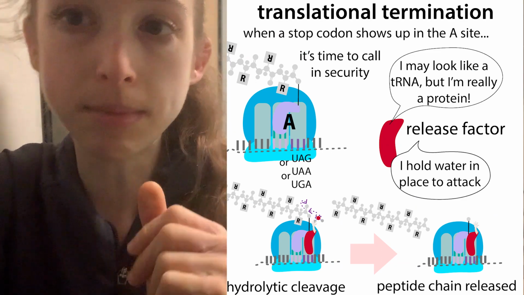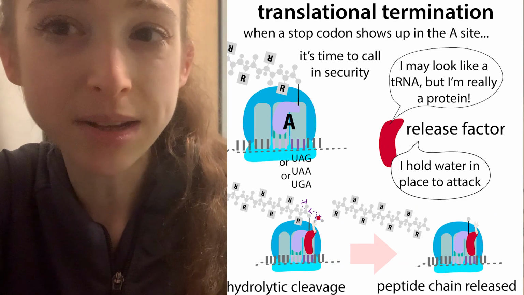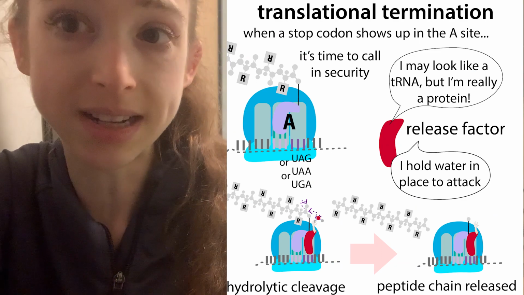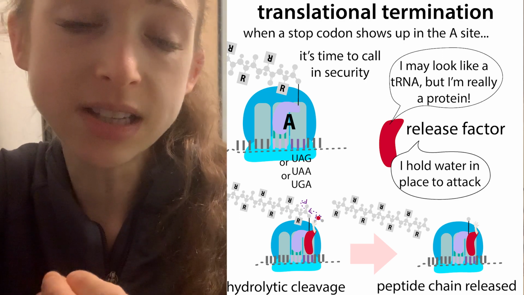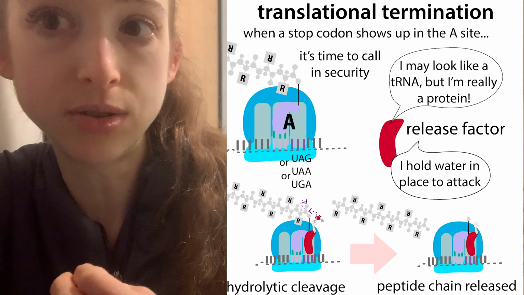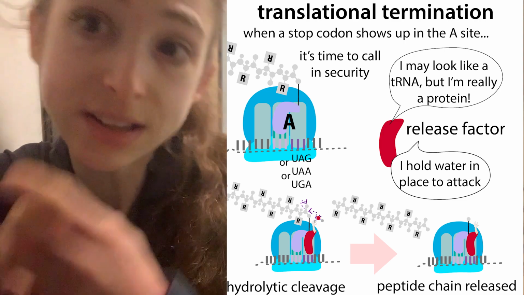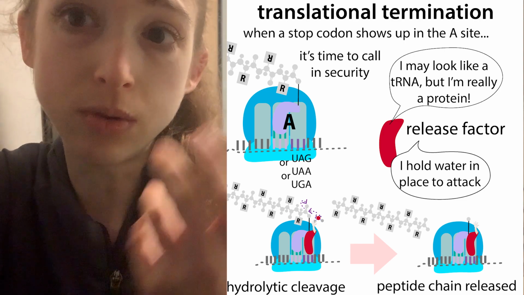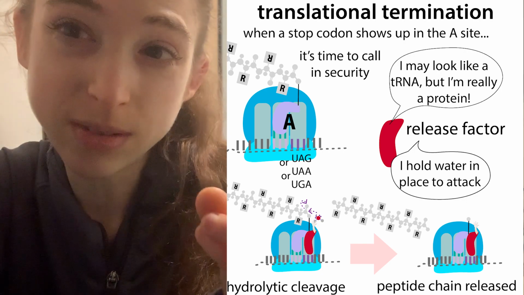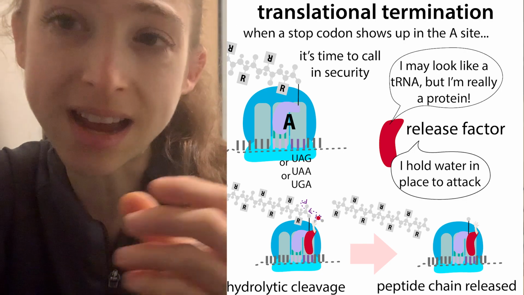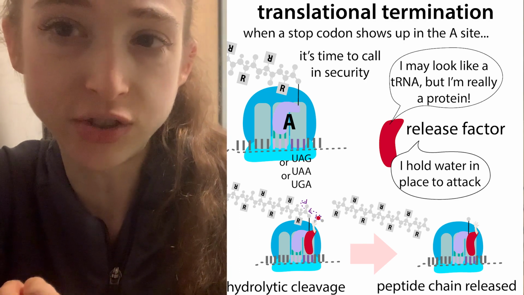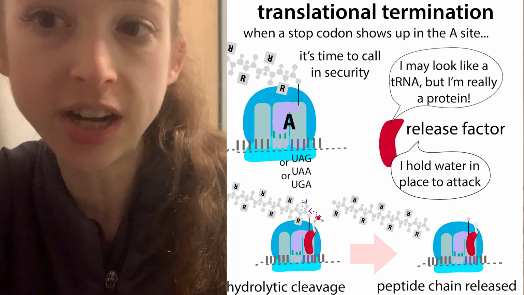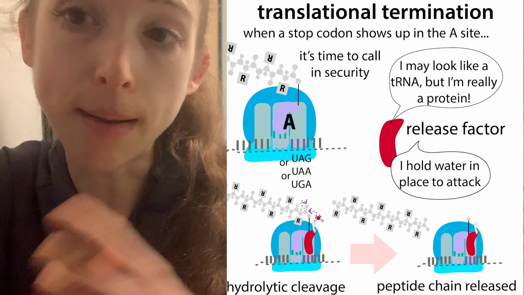And so it's going to stop making that protein. And what's going to happen is instead of a new tRNA coming in with the next amino acid to be added, you're going to get a release factor come in. And the release factor, instead of egging on the tRNA, or the new amino acid attached to the tRNA, to attack, is going to egg on water to attack. And so water is going to attack this growing chain.